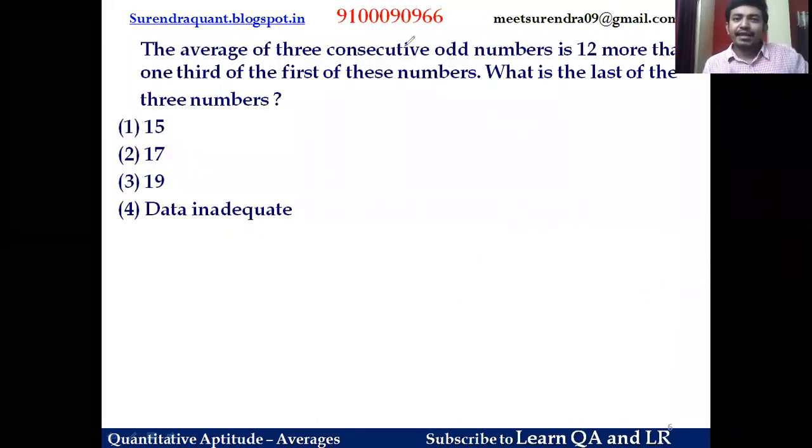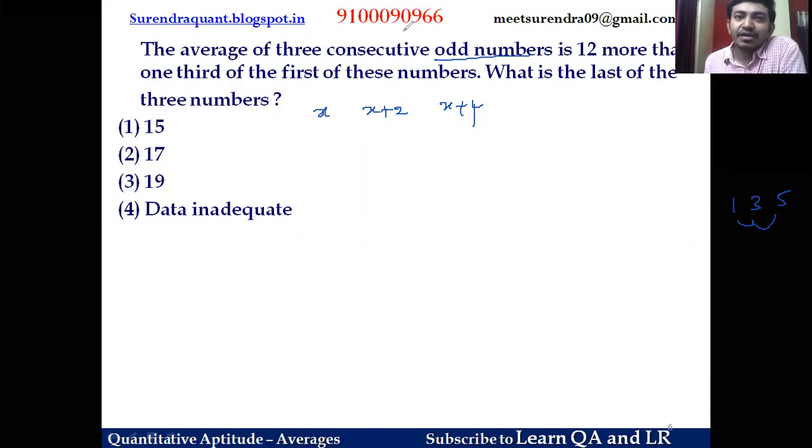The average of 3 consecutive odd numbers is 12 more than 1/3 of the first of these numbers. If consecutive numbers are there, you can say x, x plus 1, x plus 2, and so on. But for odd numbers, you can say x, x plus 2, x plus 4. Odd numbers have a gap of 2, right, friends? If I take the odd numbers 1, 3, 5, the difference is 2. So I take the 3 odd numbers as x, x plus 2, x plus 4.